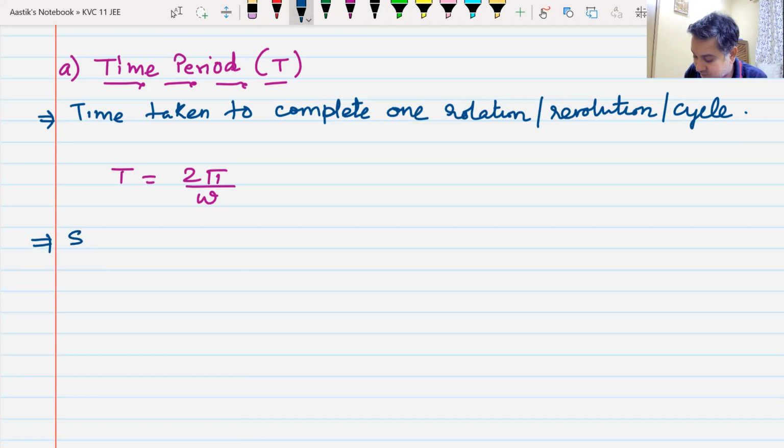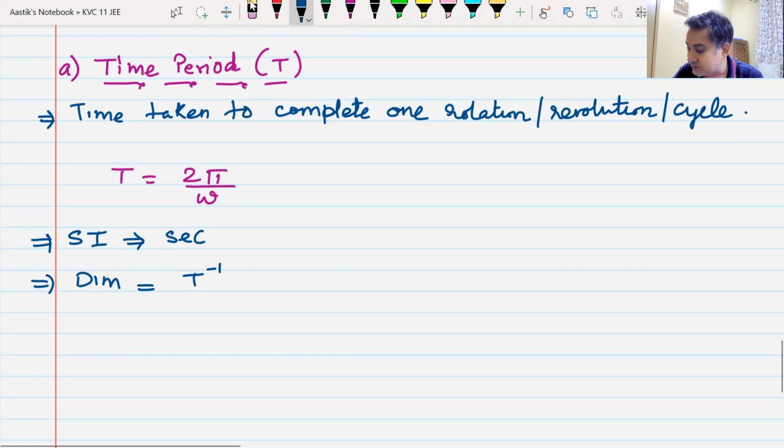We don't know it, sir. Oh, yes, we know it. Seconds. What is the dimension? It is time period, so the dimension has to be T raised to the power 1, or T simply. Do we understand this?